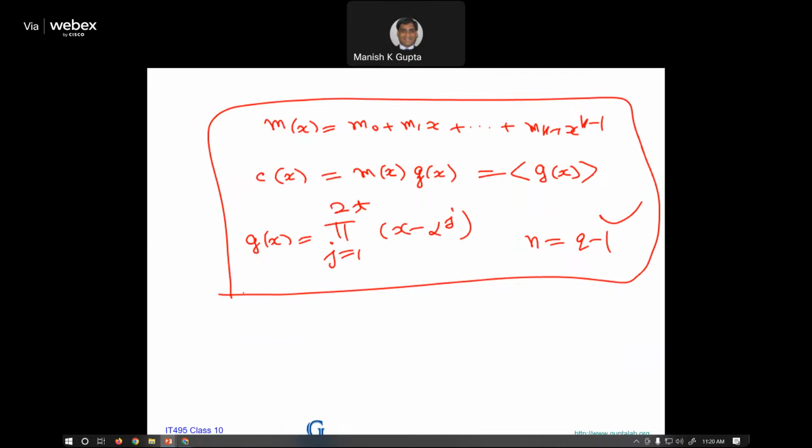And n here is q minus 1. You see the length here is q minus 1. In the previous construction, it was q. I can modify that construction to give you a construction for a code of length q minus 1 also. But I'm not doing any of those things. This is the most popular result that as an engineer you should know.